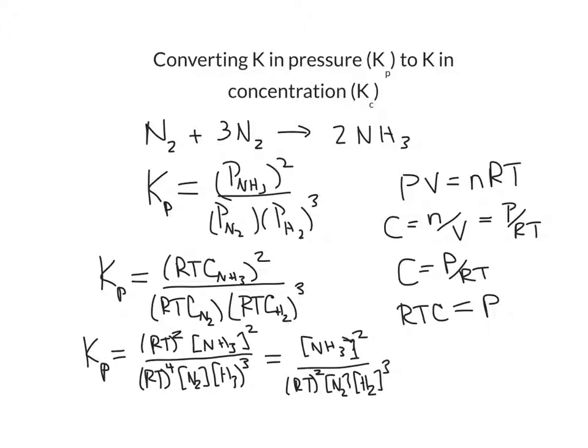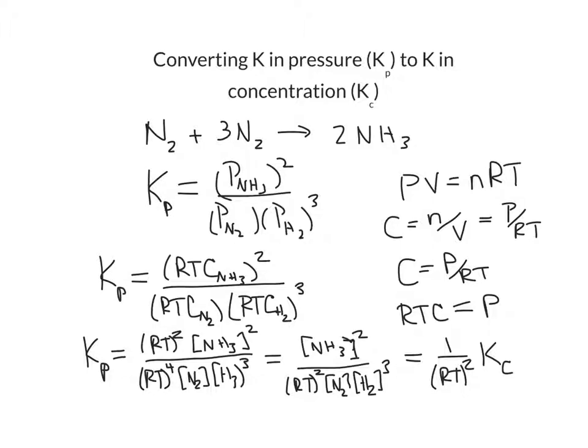Now you'll notice that this combination of concentrations is exactly the equilibrium constant in terms of concentration. And so I can say that Kp is equal to 1 over RT squared times the equilibrium constant in terms of concentrations. And so for this particular reaction, the relationship between the equilibrium constant in terms of pressures and the equilibrium constant in terms of concentrations is these factors of RT.